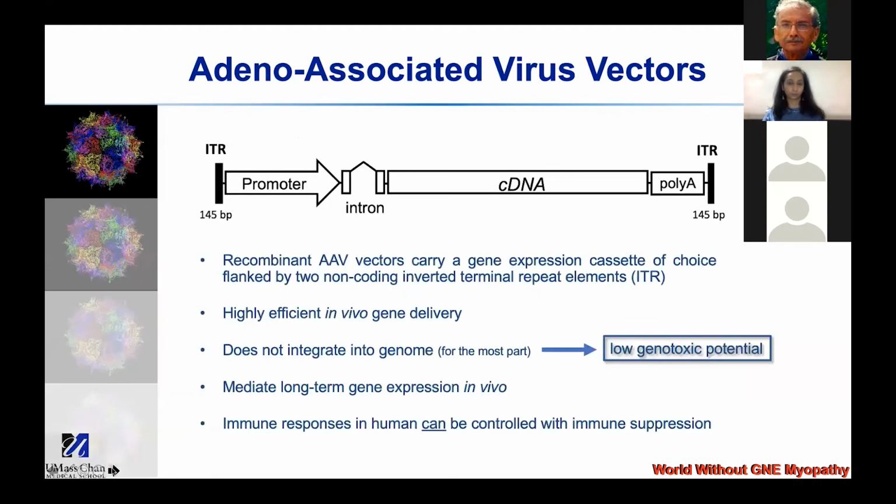So why do we use AAVs? Well, first of all, because they don't carry any genes. So in terms of toxicity derived from viral replication of viral genes is not there. They are highly efficient for in vivo gene delivery. They do not integrate into the genome, and I put in there "for the most part," because if you look carefully, there is a certain percentage that it does, but nonetheless, they have a very low genotoxic potential, meaning that after treatment, it's very unlikely that patients will develop tumors because of the treatment.